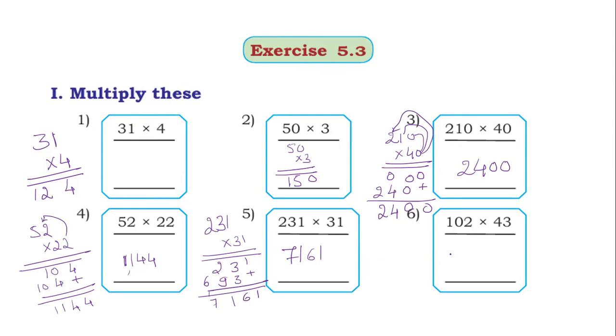Next, 102 into 43. Start with 3. 3 into 2 is 6. 3 into 0 is 0. 3 into 1 is 3. Plus 4 into 2 is 8. 4 into 0 is 0. 4 into 1 is 4. Add all these. 6. 0 plus 8 is 8. 3 plus 0 is 3. 4. 4,386.